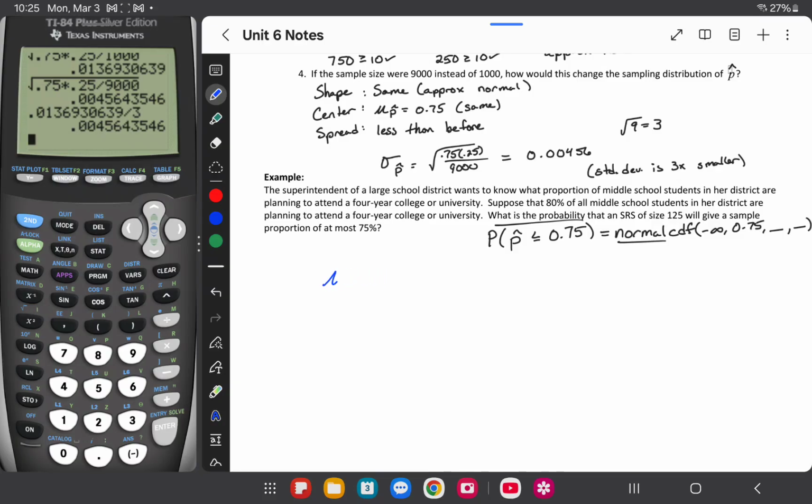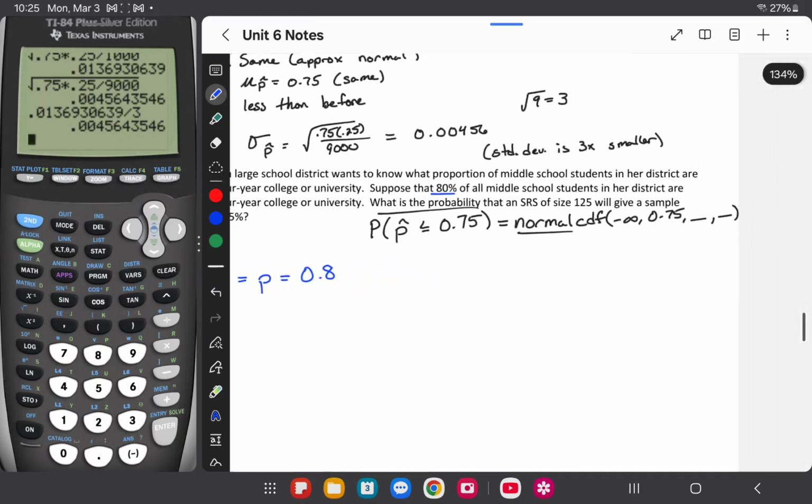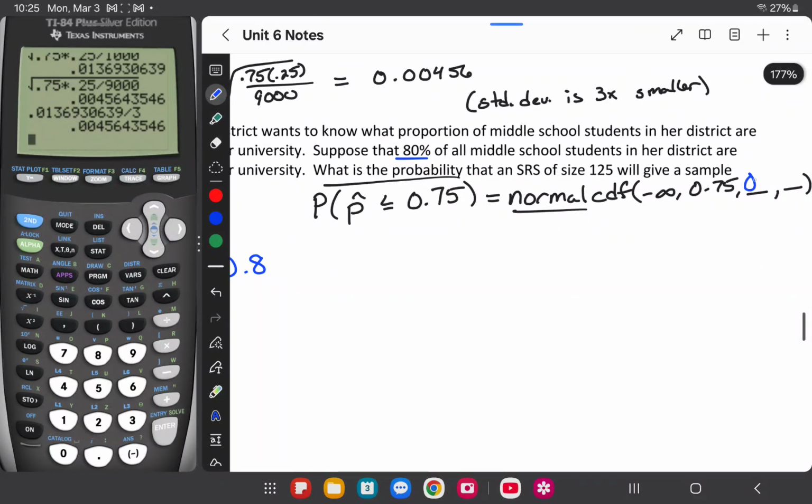First of all, the mean for this distribution p hat, remember, should just be the same as it is for our population. In other words, where it says that suppose 80% of all middle schoolers in her district are planning to attend a four-year college or university, then that means that our mean for our sampling distribution of p hat is 0.8. And remember, we can say that without any other conditions being met. So in other words, I now know my mean is 0.8.